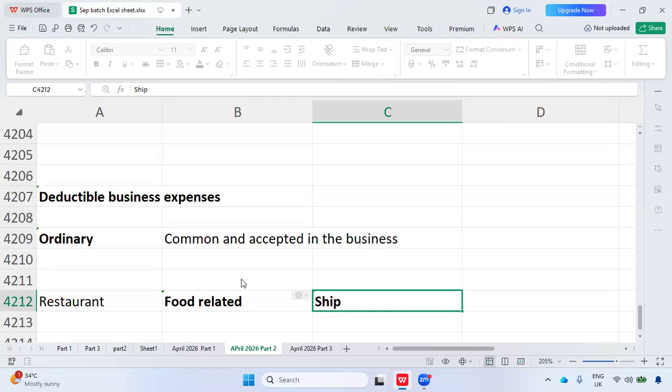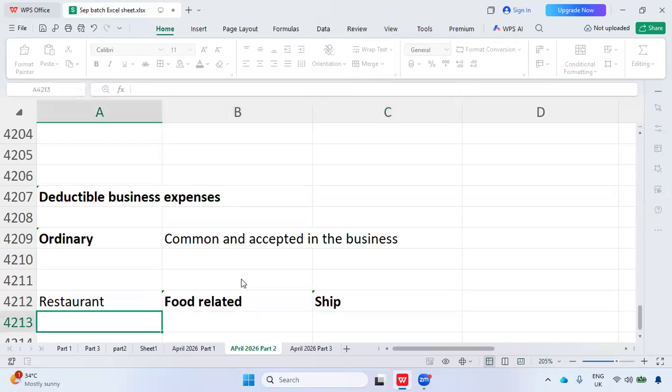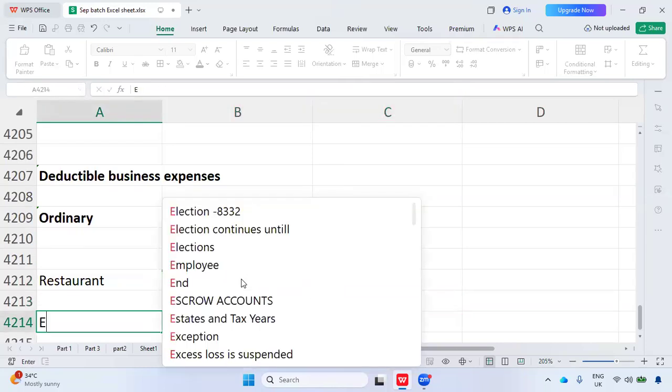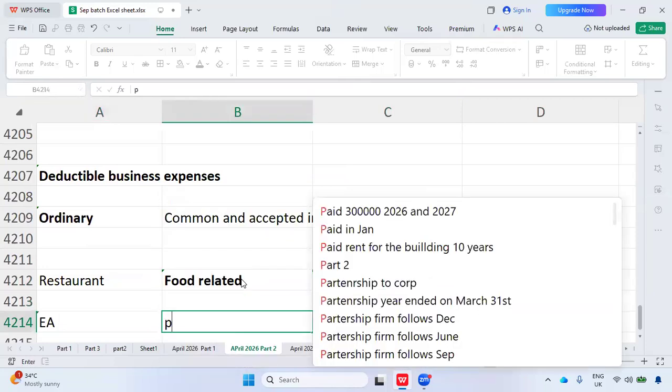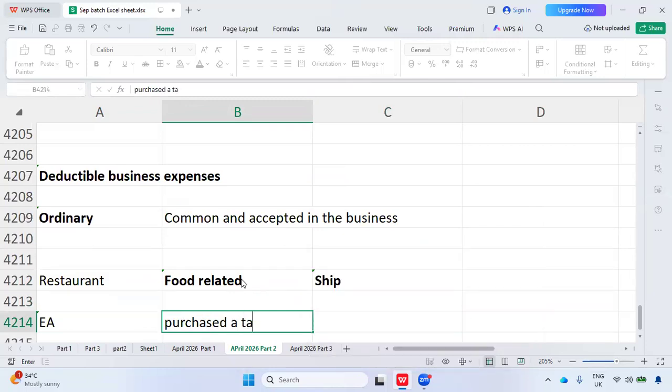So the first thing in business expenses is that they must be ordinary expenses. Like, let's say an enrolled agent purchased tax software.